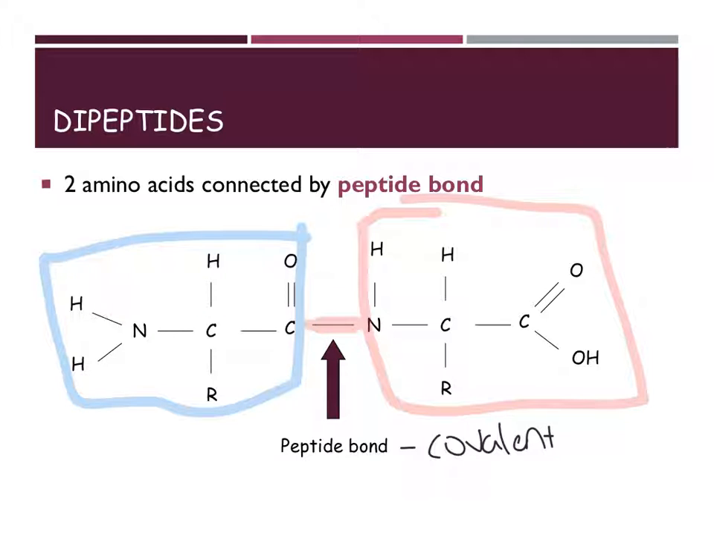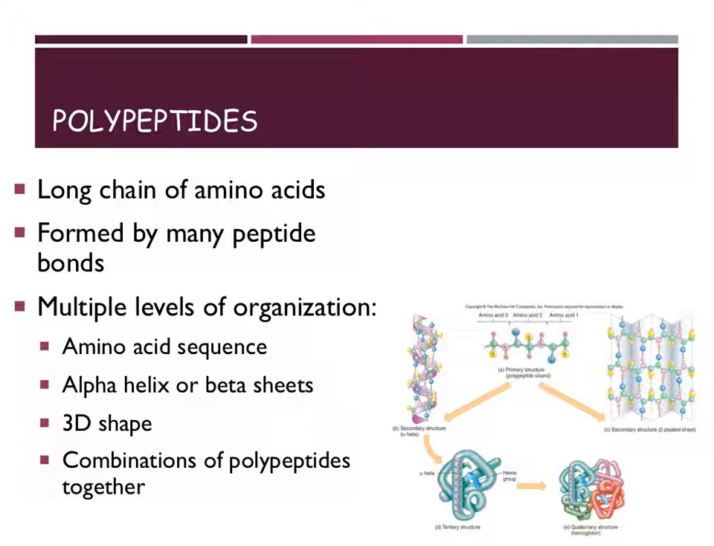I can form another peptide bond on this side over here. I can take off the OH here and link up to another amino acid on that side. And I can form one on this side and have one going off that way. We get long chains of amino acids, which are called polypeptides. And these are formed when I put a whole bunch of peptide bonds together.